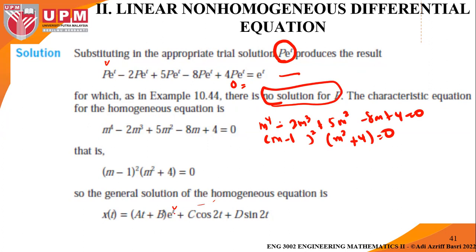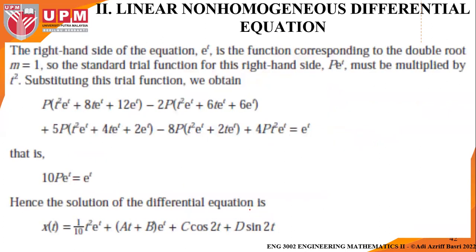(AT plus B) exponent T. The second one, okay, so you will get C cos 2T plus D sine 2T. Okay, so on the right hand side is exponent T. So it is the function corresponding to the double root of M equal to 1. So the standard trial function of the right hand side, P exponent T, must be multiplied with T squared.